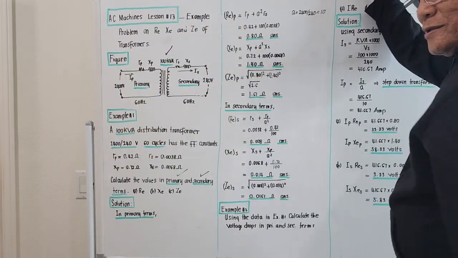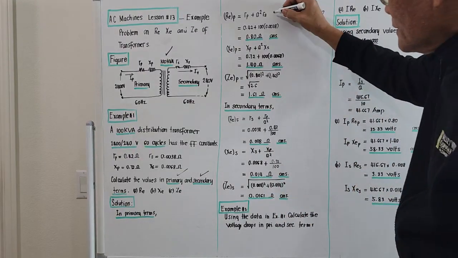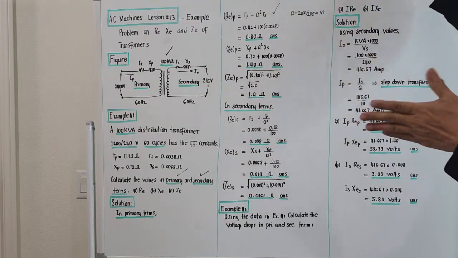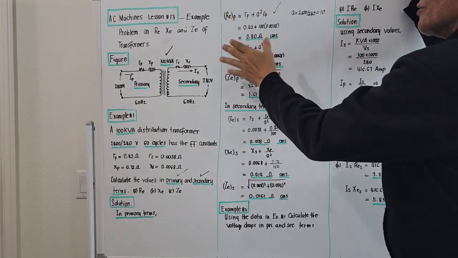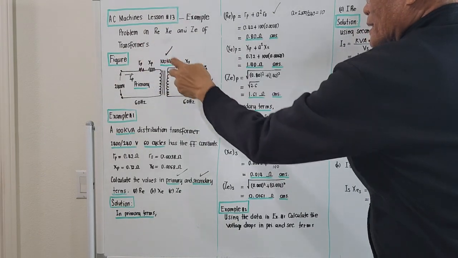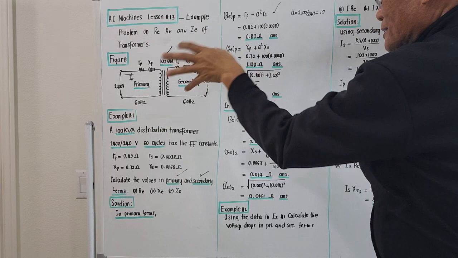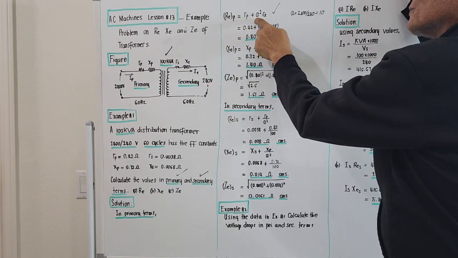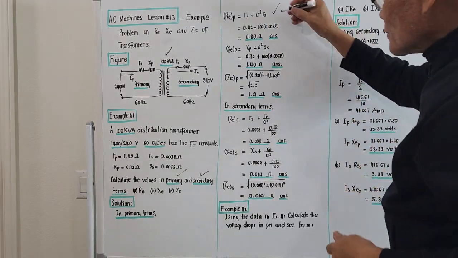The one that was derived the last time around is this one. If we are talking primary values and we are talking resistances, to combine RP and RS in terms of the primary side, it will be R sub P plus a sub A square times R sub S. I derived this one the last time around.